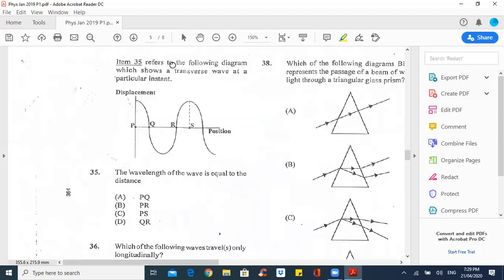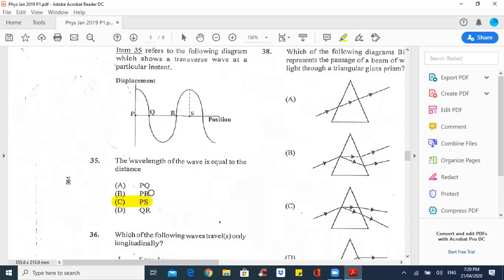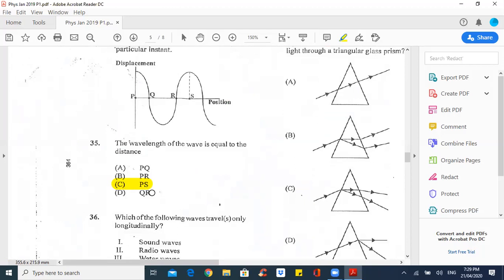Number 35. Item 35 refers to the following diagram, which shows a transverse wave at a particular instant. The wavelength of the wave is equal to the distance between P and S. They have that. The next one would have been between Q, but they don't have any of that. So just P and S is the wavelength. So 35 is C, which is P and S.